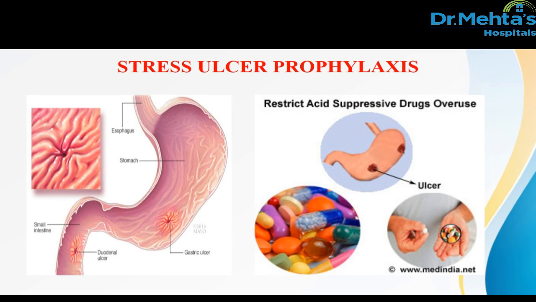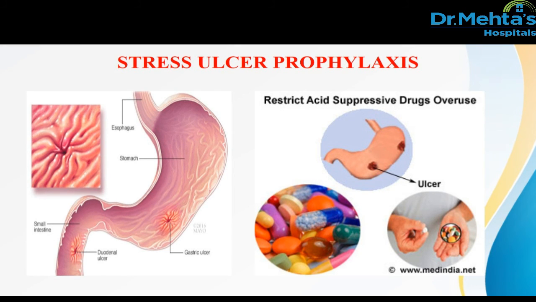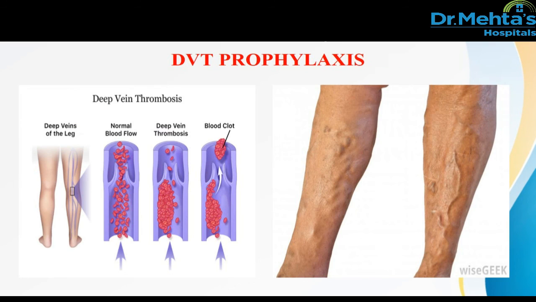Stress ulcer prophylaxis. Mechanically ventilated patients are at a high risk of stress ulcer induced GI tract erosions and ulcers with bleeding. So, for this group, routine stress ulcer prophylaxis is important.